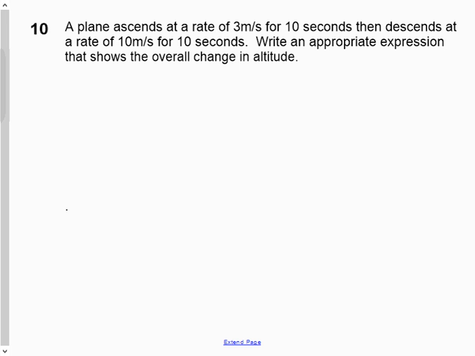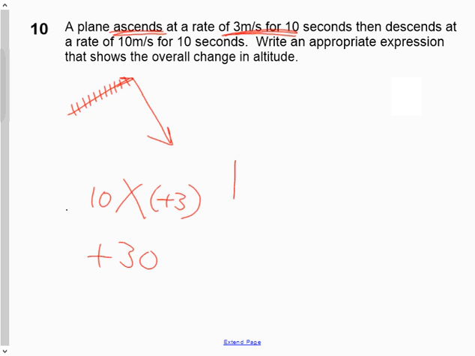So a plane ascends, that goes up at a rate of 3 meters a second for 10 seconds. And then descends at a rate of 10 meters per second for 10 seconds. Write an appropriate expression. So ascending like this will be 10 seconds of positive 3, right? Every second it goes up 3 meters, so over those 10 seconds it's going to go up 30 meters. And then, or plus, I'm going to combine this part, which is the descending part, which is 10 seconds of going down 10 meters. It's not negative 10 times 10, it's 10 times negative 10. And that's the expression that represents how far I went down.